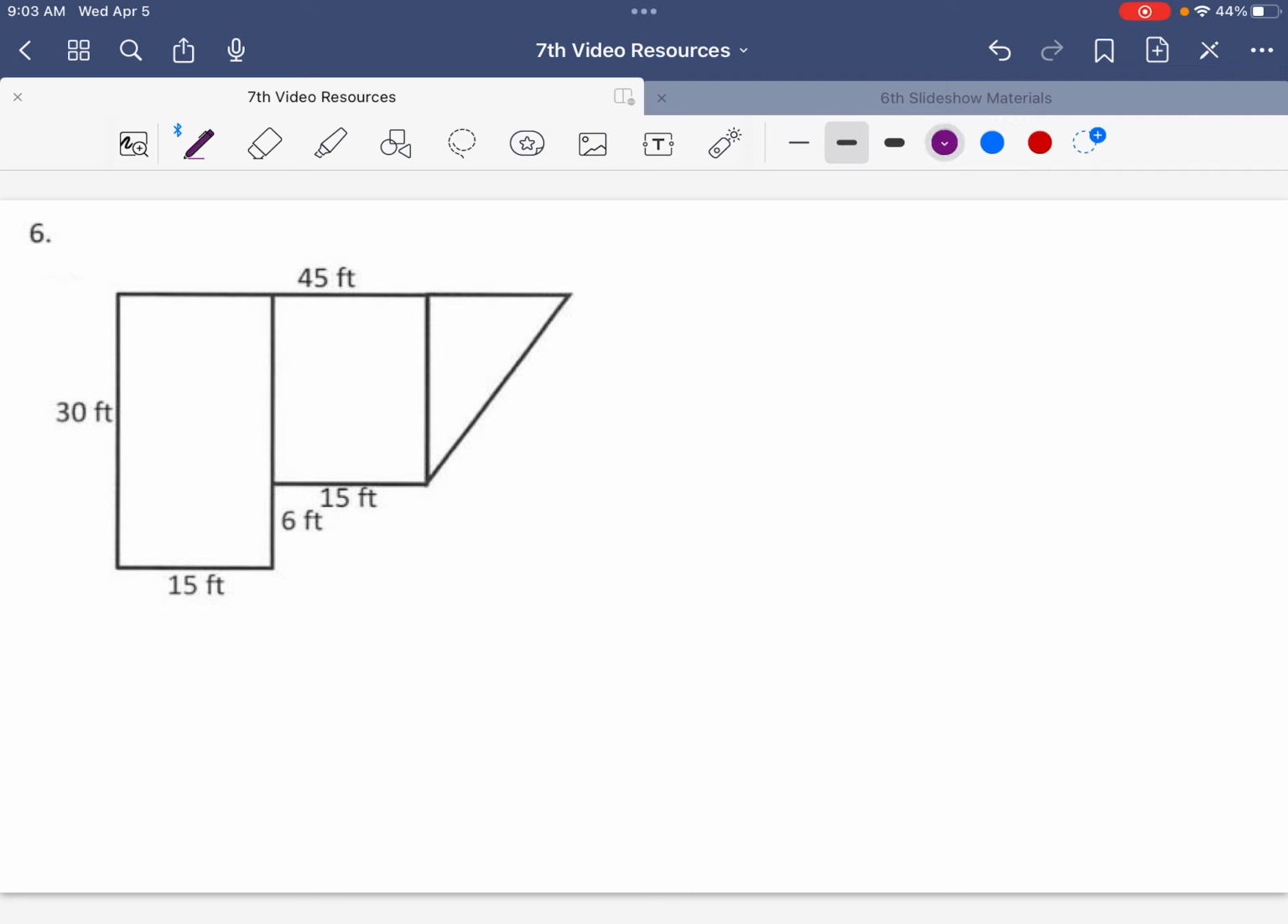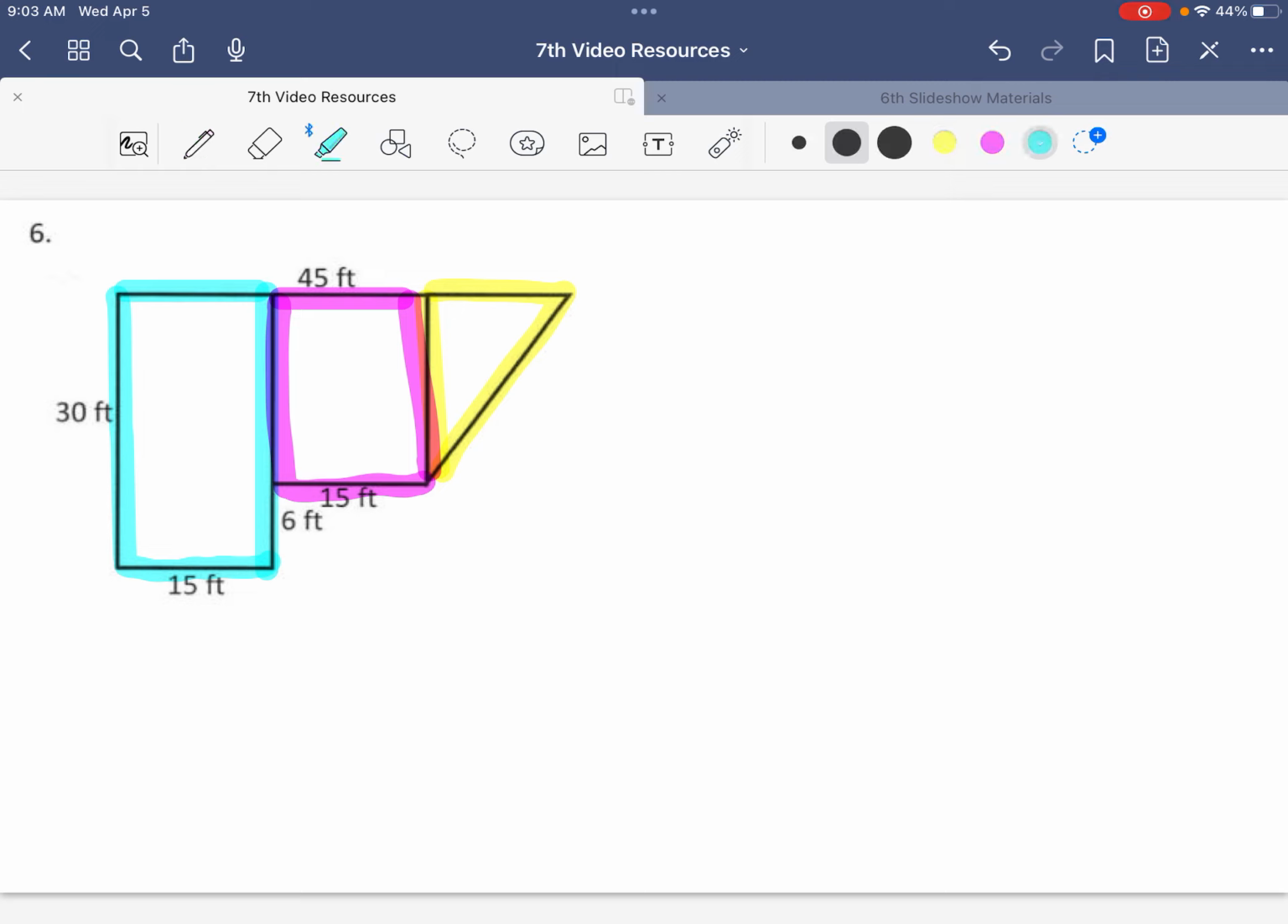When we're finding area of composite shapes, the first thing we have to do is say, okay, what does this decompose into? What are the simpler shapes that it's made up of? So I'm going to look and I see a rectangle. I see another rectangle. And then I see a triangle. So now that I know all of those shapes, that can be my plan.